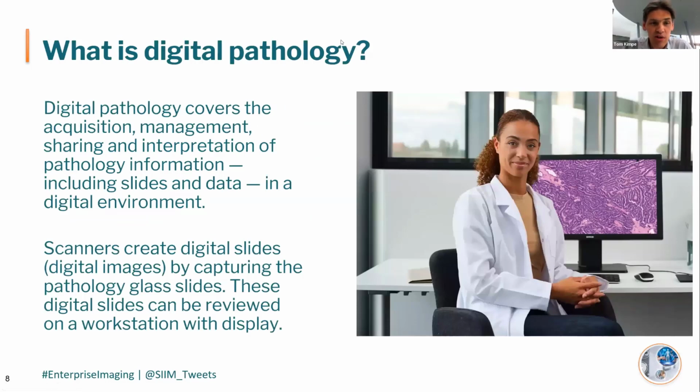So, short introduction: what is digital pathology? Well, digital pathology covers the acquisition, management, sharing, and interpretation of pathology information in a digital environment. Many of you probably know anatomical pathology labs. What is happening there is that specimens are put on a glass plate and stained with chemicals, and then these glass plates are viewed by pathologists to come to a diagnosis. In the past, this diagnosis happened by looking at those glass slides under a microscope. What is happening today in digital pathology is that these slides are scanned by a scanner, digital images are created, and then these digital images are reviewed on a workstation with a display system.